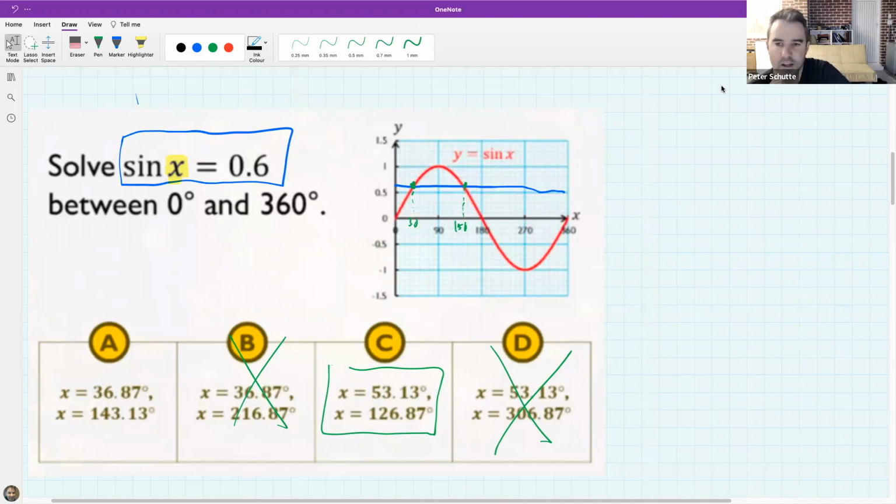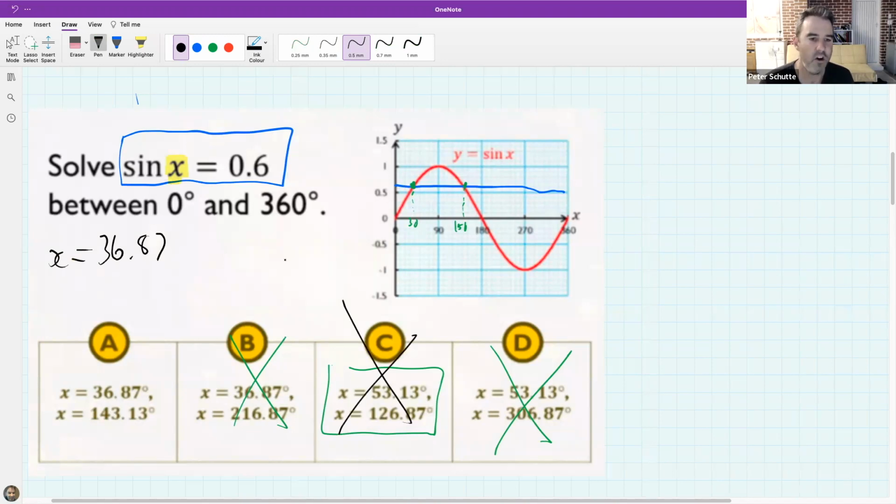So in the chat, what I'm seeing is if you use your calculator to go shift sine 0.6, we get 36.87, which means I can reject this one. And so the two answers are going to be 36.87 and 143.13. The answer is going to be A. So I used my calculator to help me in that scenario.